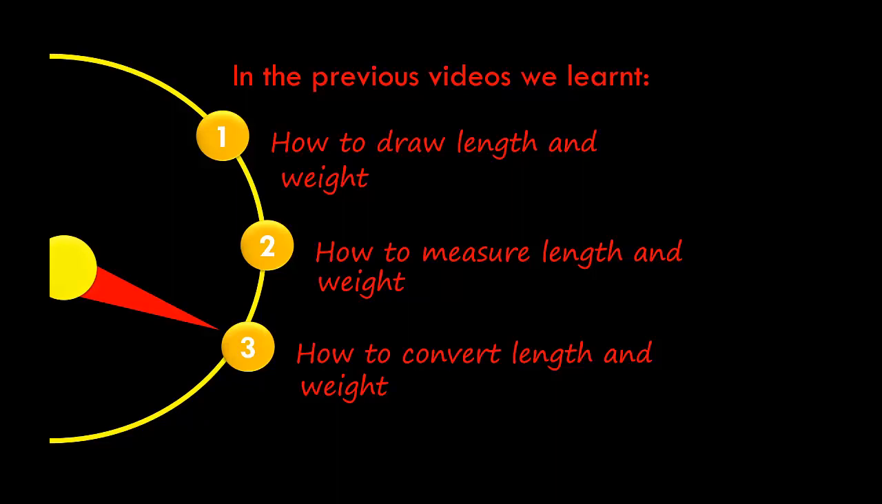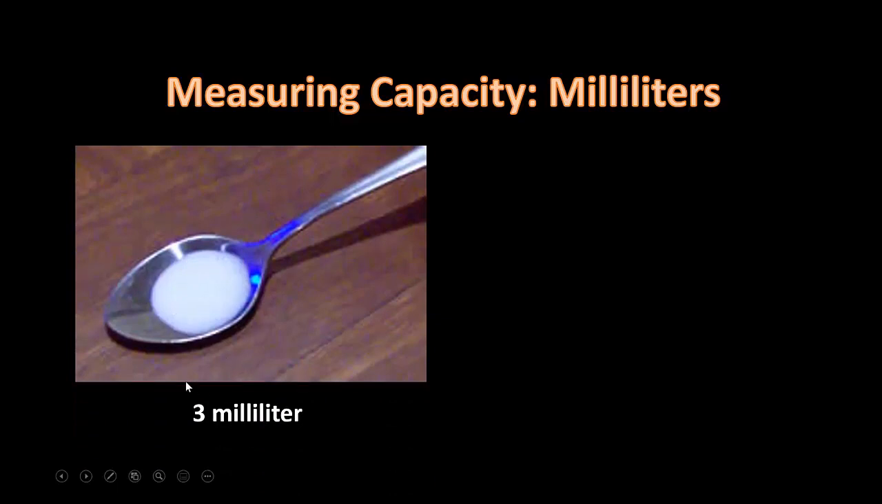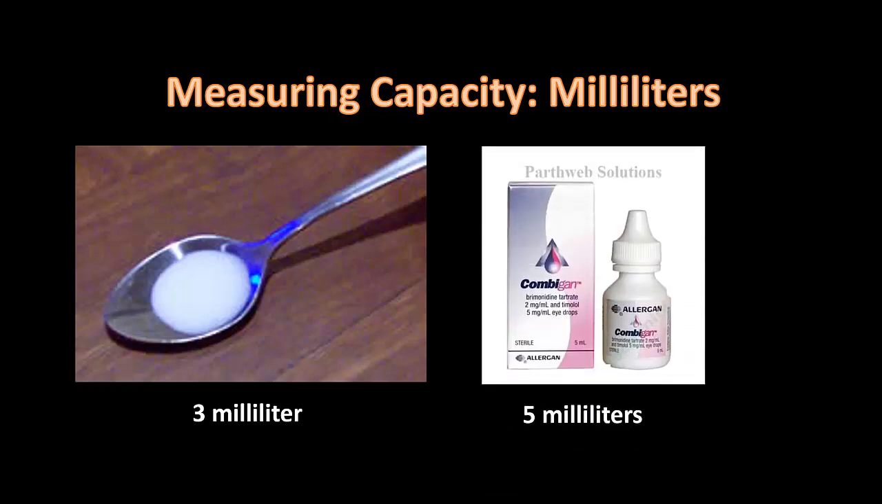Capacity is any substance which takes space or volume, which can be a gas, a liquid, or a solid. But in this video, we'll focus on liquids. So, what unit would we use to measure a very small capacity? Well, for that, we'd use milliliters. To get the idea of what a milliliter is, this spoon with milk inside it is approximately 3 milliliters. If that didn't give you the idea, this small bottle of medicine would be 5 milliliters. Like over here, it's written 5 milliliters.